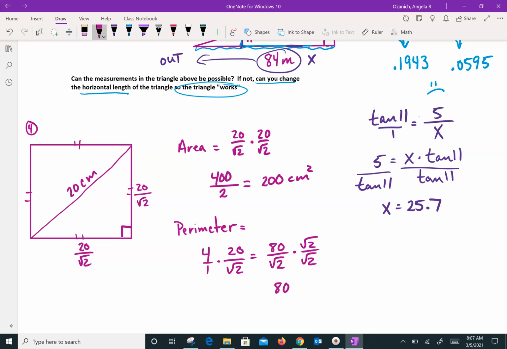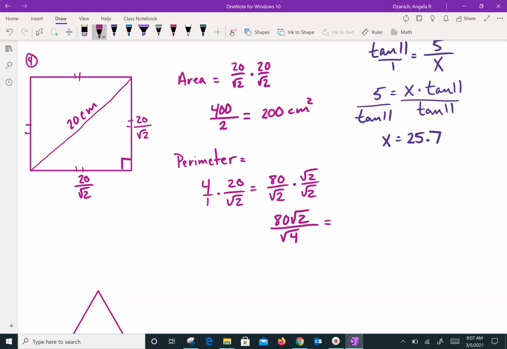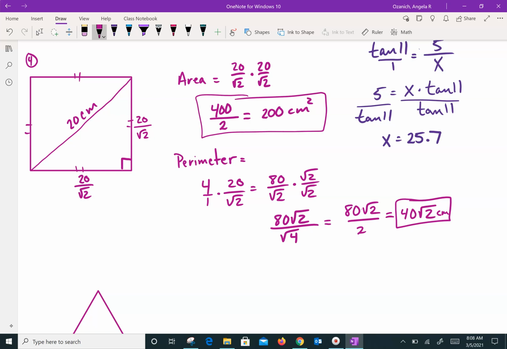I end up with 80 root 2 over the square root of 4. But remember what we talked about, that the square root of 4 is 2. And because 80 is even and can be divided by 2, I'm not going to divide out the square root of 2. You can't cancel from underneath the square root right here. Don't do that. But this 80 divided by 2, because they're both integers and they're tied with multiplication here, you can make this 40 root 2. Okay. Perimeter, and that would be centimeters. And area. Okay, next, perimeter and area.